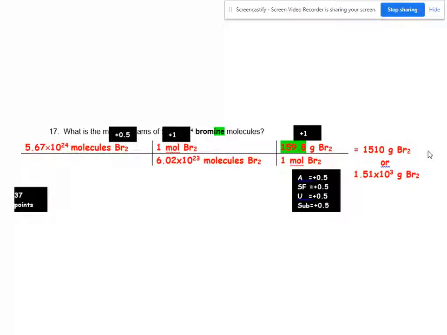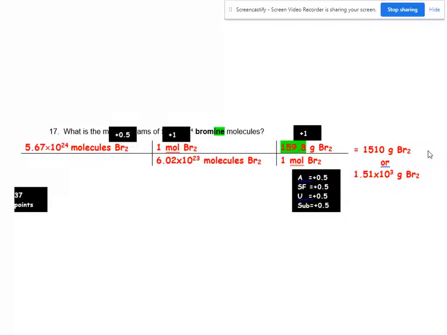17, I try to help you out by putting bromine in a bold font. Remember, it's a diatomic. We found this value on the notes. So you take the molecules of bromine, got to divide by Avogadro's number, multiply by 159.8 grams of Br2. What if you just left it as 79.9 because you didn't take into consideration the Br2?